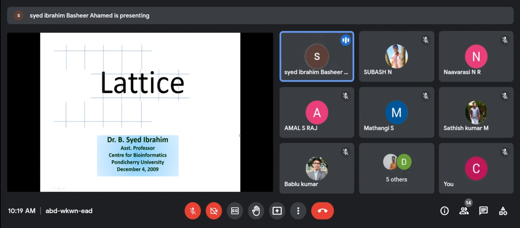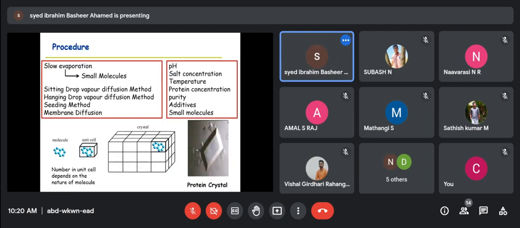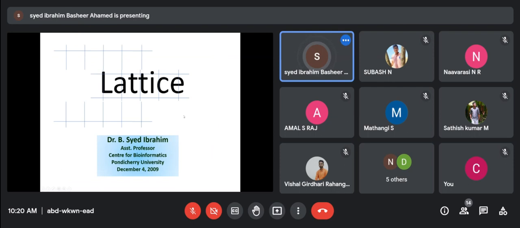So we will see what this lattice is, what the application of this construction of lattice is, and then we have one more terminology called the reciprocal lattice. What is this reciprocal lattice? Those are the things we are going to see today. Before that, we will recollect the things we have seen in the last classes.